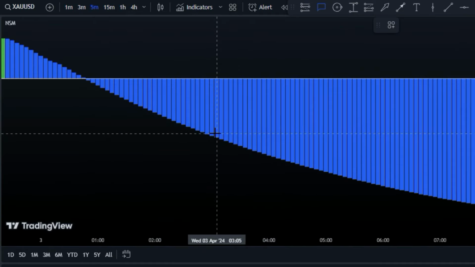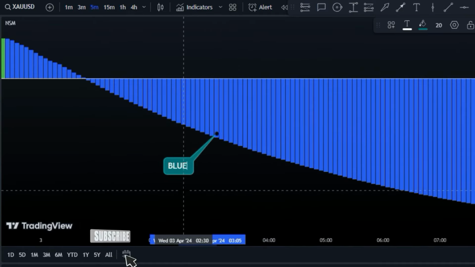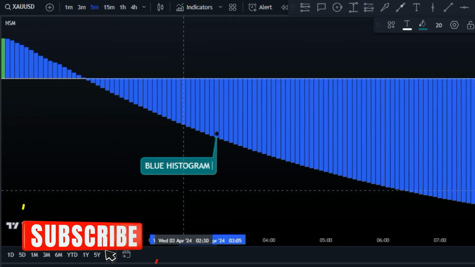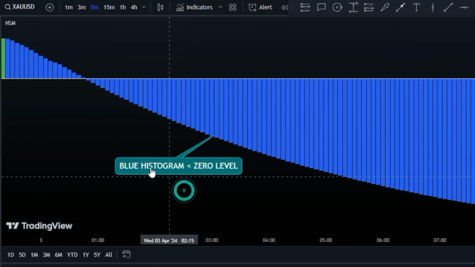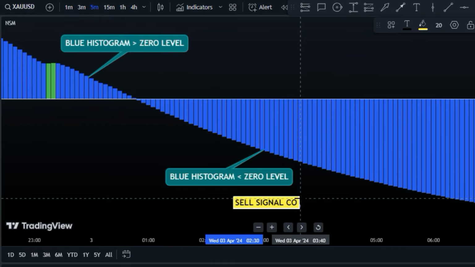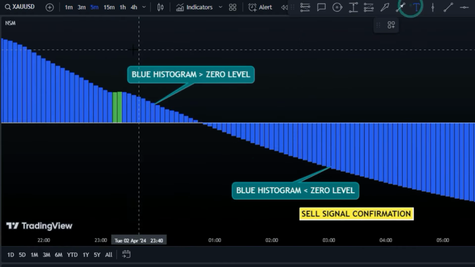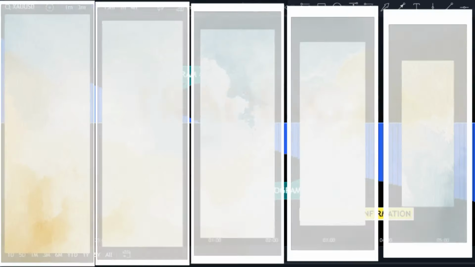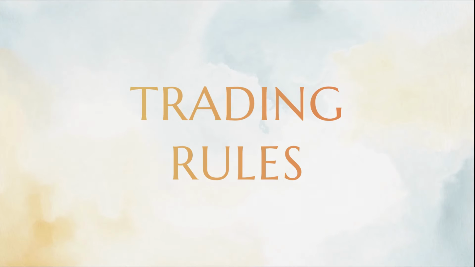A blue histogram below zero tells you there's bearish momentum in the market. And on the other hand, if a blue histogram is above zero, it's another no-trade zone and you'll want to watch out for it. Now, let's discuss the precise entry and exit rules for trades.